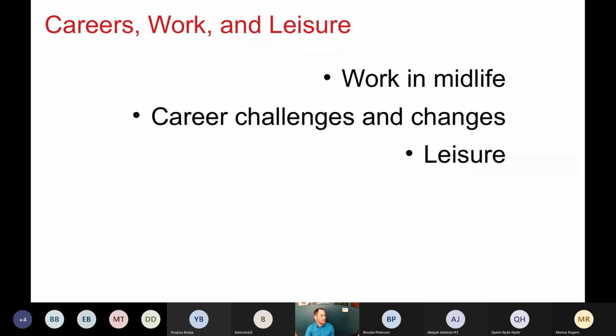So we've talked about this. All right, those are the main things I wanted to touch on with cognitive capacities. We're definitely going to come back and talk about cognitive capacities when we're talking about late adulthood. But right now we'll move to careers and work and leisure, and then we'll talk about some meaning in life as well in middle adulthood.